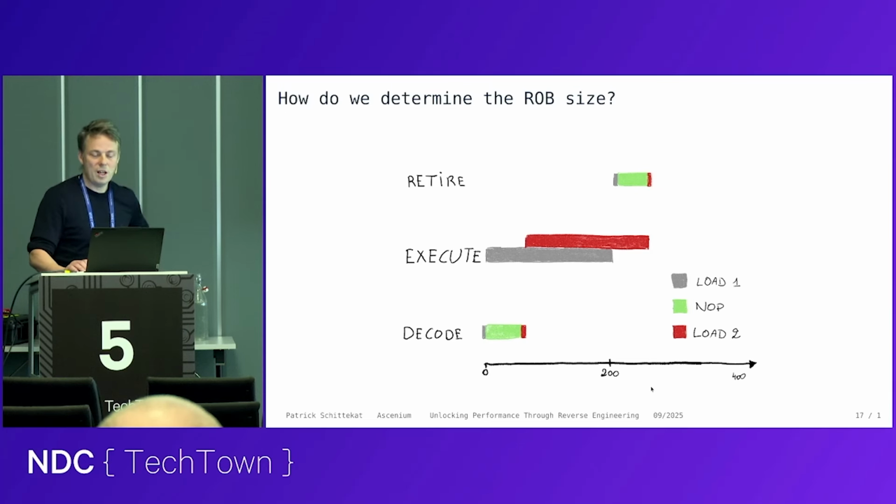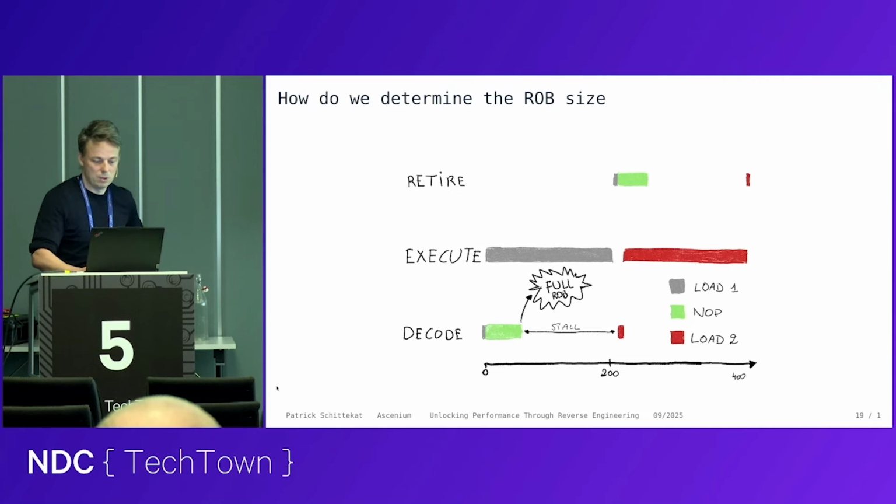So what happens if we add so many nops that the reorder buffer is full? The second load can't start because everything is held back by this first load. So you have the first load decoded, you have all the nops, but you put so many nops into this reorder buffer that this second load can't be added. Your CPU will stall.